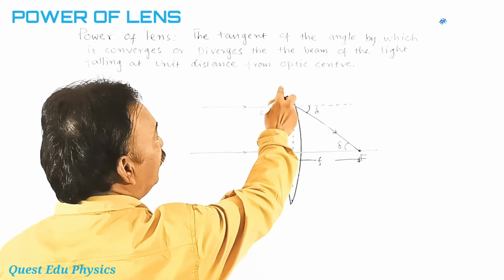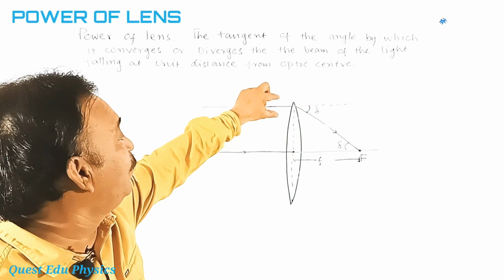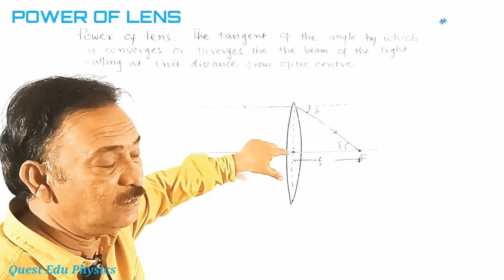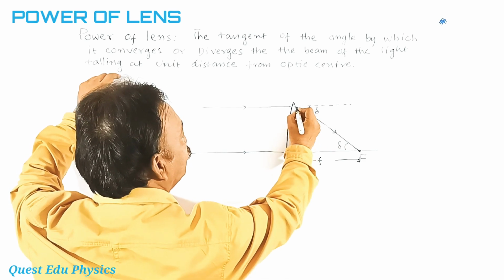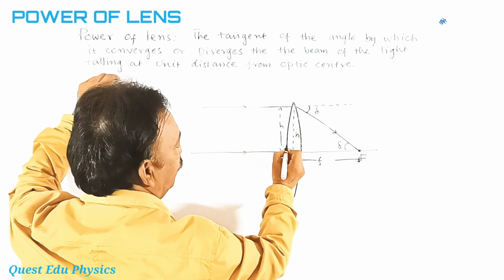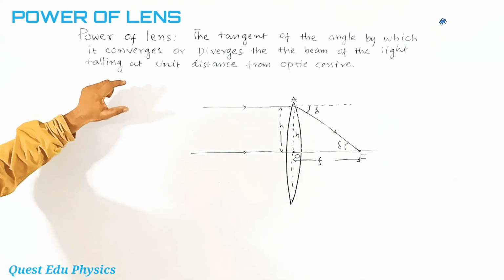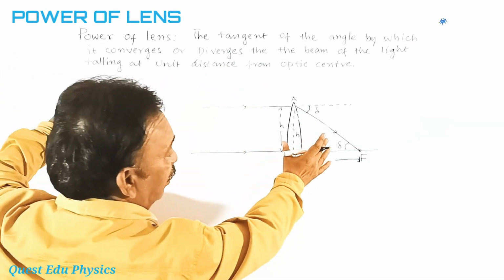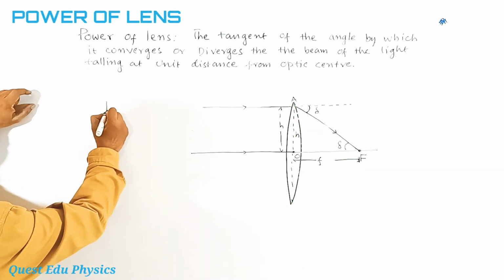And I said in the definition, it converges or diverges the beam of light falling at unit distance from the optic center. Let's say it is the unit distance. I'm calling this unit distance h. Okay, students. Then it is h. It is O. See, it is A. Here delta is the angle made by it. Here we have a triangle OFA.